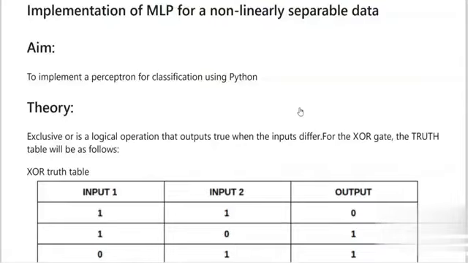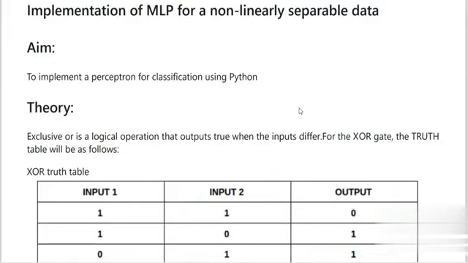Hi all. Today we are going to discuss the implementation of a multilayer perceptron, MLP, for non-linearly separable data. As we all know, an MLP, a multilayer perceptron, is a type of artificial neural network consisting of multiple layers of neurons. The MLP typically uses non-linear activation functions, allowing the network to learn complex patterns in data. The major uses of MLP are pattern classification, recognition, prediction, and approximation.